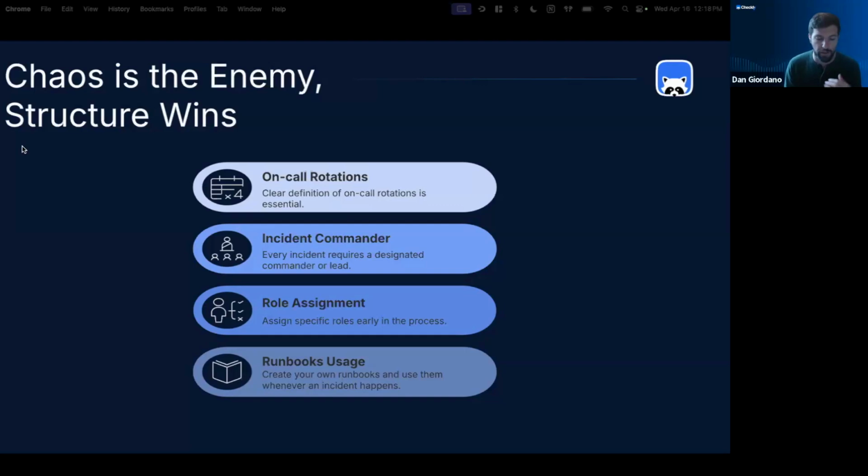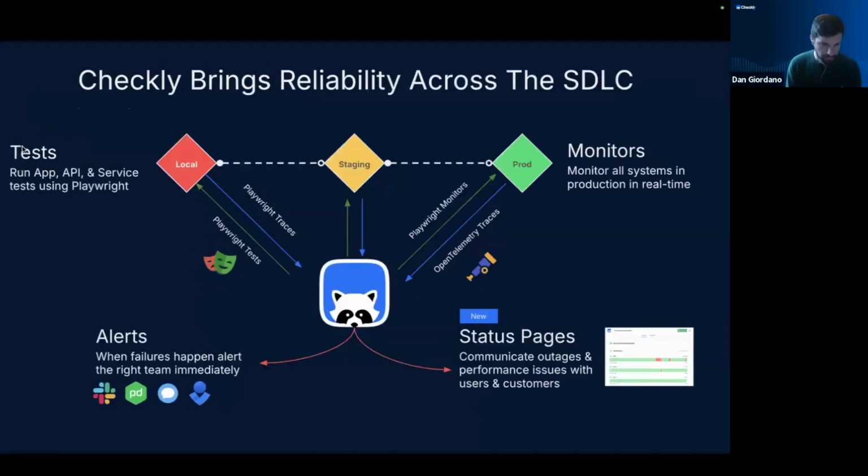Now, we talked a lot about a framework and ran through that. Now we'll quickly switch to what we'll show today in our demo and how Checkly addresses a lot of this. Checkly brings all of the reliability from detection, communication, and resolution across the SDLC to your entire team. So it allows you to run tests early on and catch bugs before they make it to production, where they would need to be detected in monitoring.